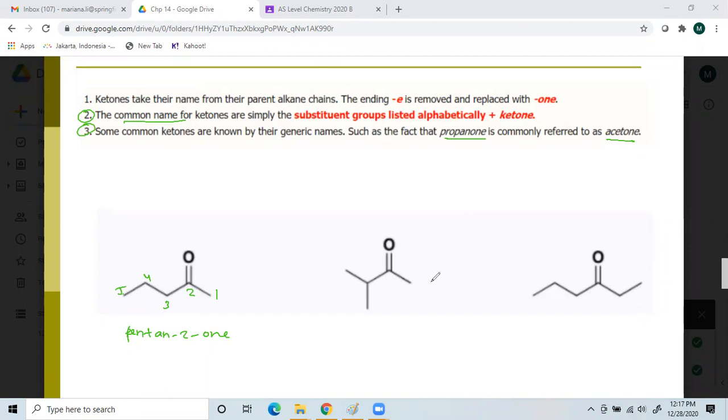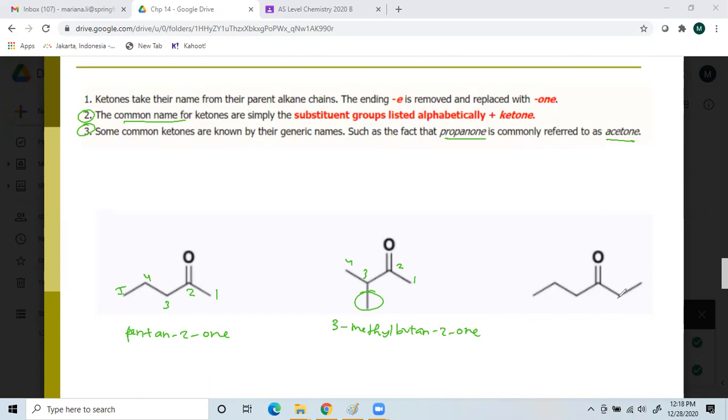Okay, how about this? Again, this is 1, 2, 3, 4. We have a methyl group at the third carbon. So 3-methylbutan-2-one. Aldehyde always has the CHO at the first carbon. For ketone, you should determine the position. So same like alcohol, same like double bond, same like alkene.